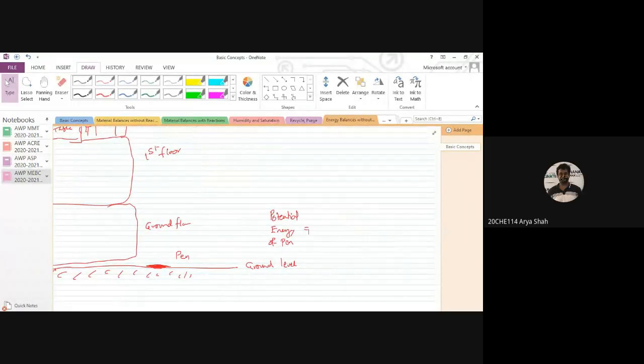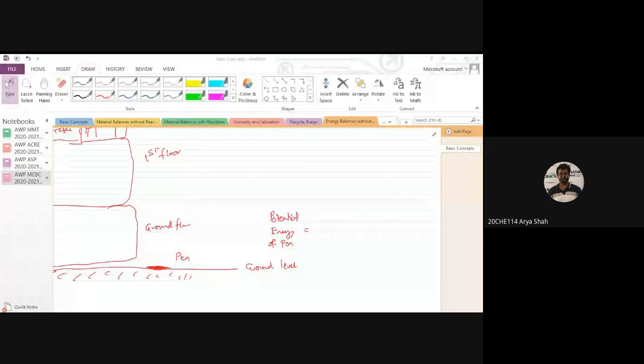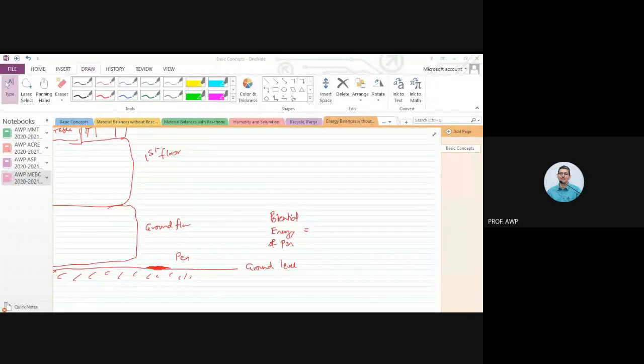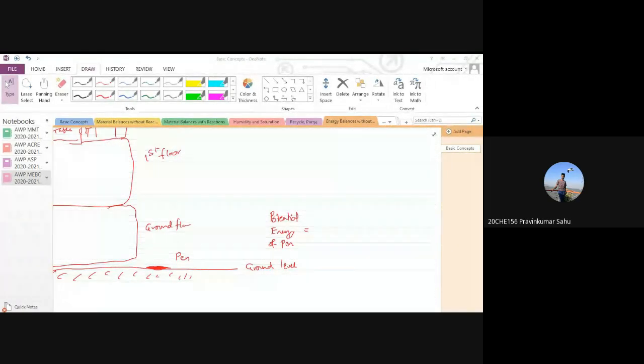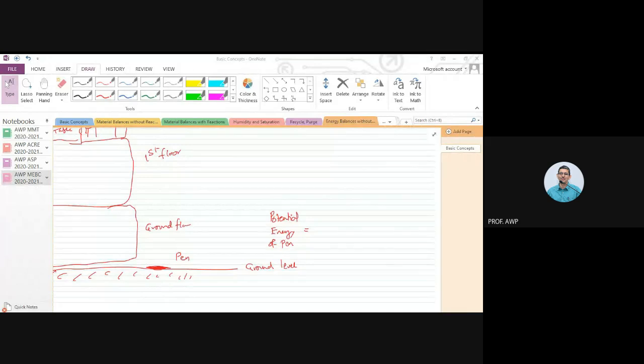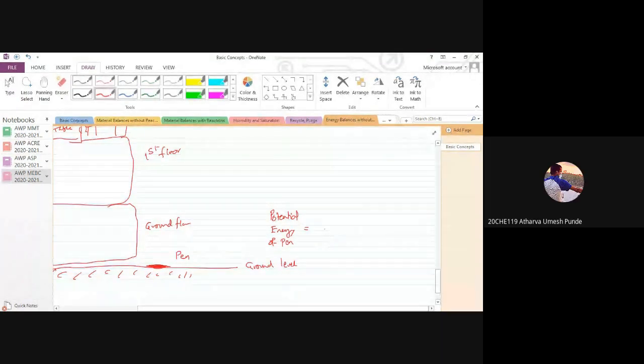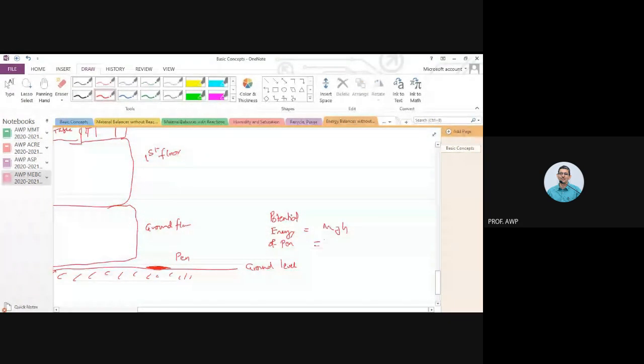Also, with reference to the surface of the earth, it would be 0. Praveen? Yes, sir. It would be 0. 0 what? The potential energy of the pen, with reference to the ground level. mgh, so 1 into 9.81 into 0, so 0 joules.